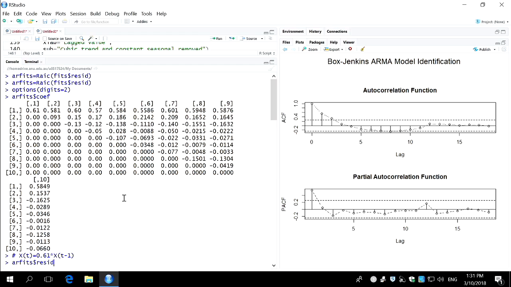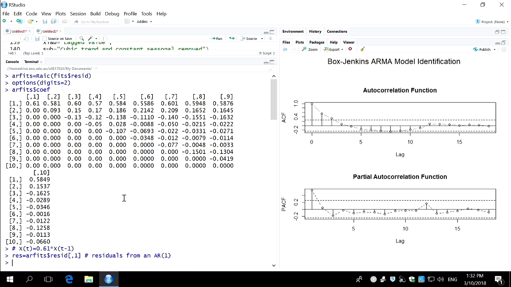The first column is the residuals from an AR1. The second column is the residuals from an AR2. The third column is the residuals from an AR3. People are falling asleep. It's boring, right? Fourth column, AR4. Fifth column, AR5, and so on. So you get 10 columns, each a set of residuals for a different model. What do we need? Just the first one, right? So ar.fits$resid first column, these are residuals from an AR1. I'm just going to call those res. res equals ar.fits$resid, comma, 1.